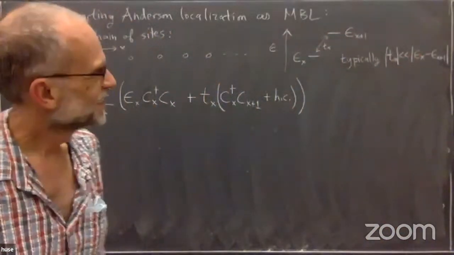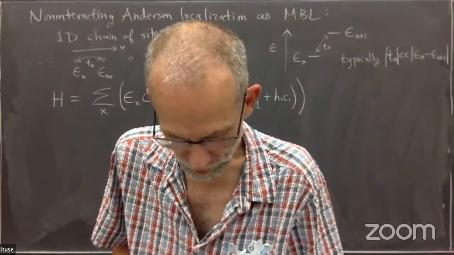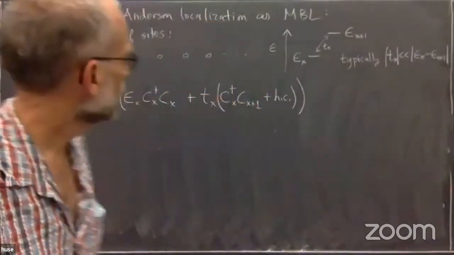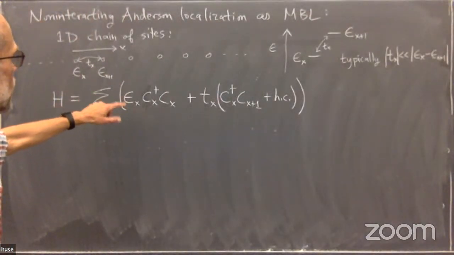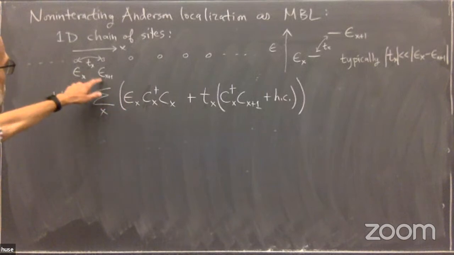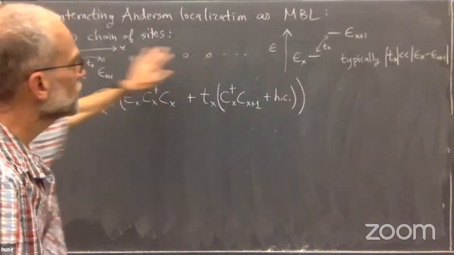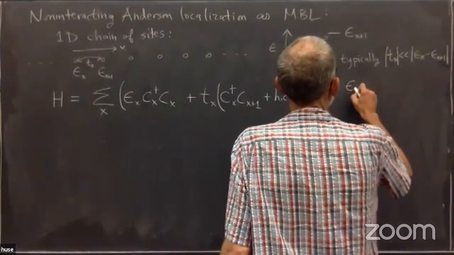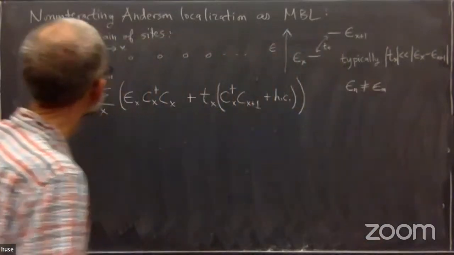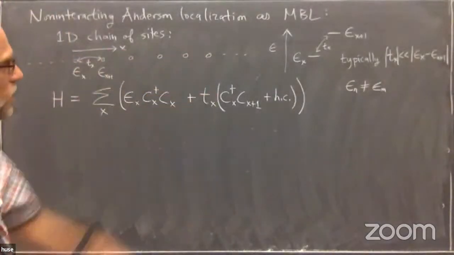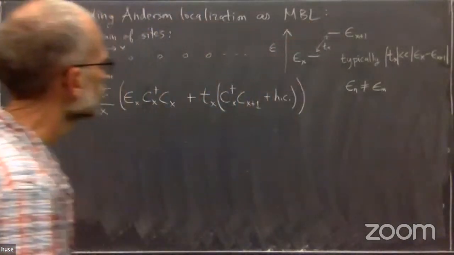Absolute value there, just to be more precise about what I mean. Okay, so what I now require is that these energies are such that there are no degeneracies. So E sub N is not equal to E sub M. We have no degeneracies in the chain. So there's no translational invariance and the typical differences are larger than the hopping.